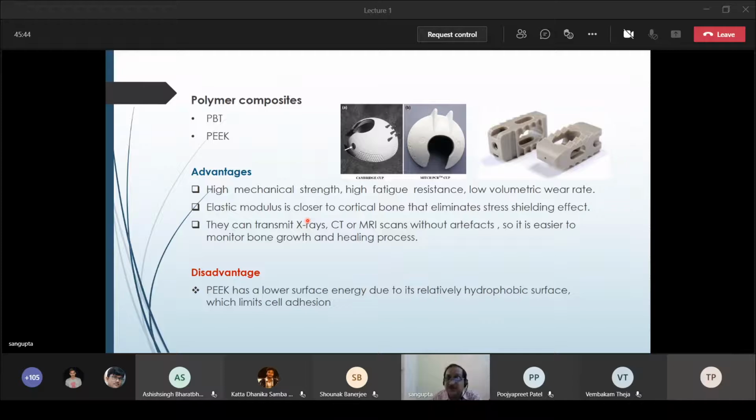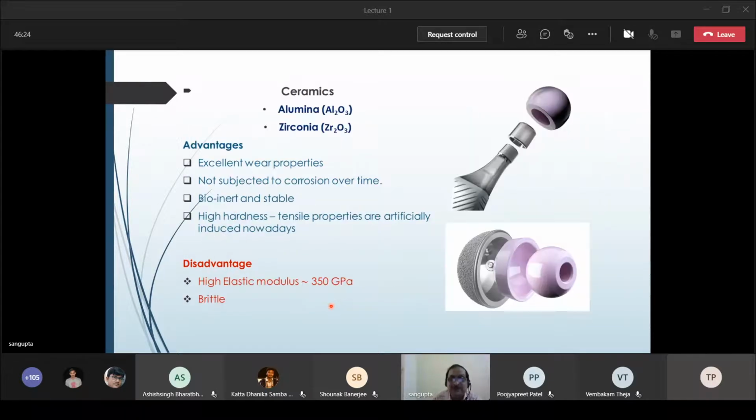Modulus of elasticity is close to cortical bone, and that eliminates somewhat the stress shielding. And they can transmit X-rays, CT or MRI scans without artifacts, so it is easier to monitor bone growth and the healing process. Okay. A disadvantage is PEEK has a lower surface energy due to its relatively hydrophobic surface, and it somewhat limits cell adhesion. Okay, so if there is no adhesion between the bone cell and the PEEK material, that means the bone ingrowth will be hindered on that surface.